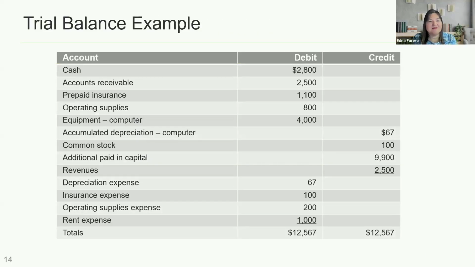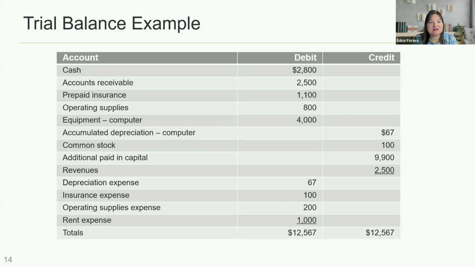Here's an example of that. For example, the cash listed on this particular statement is $2,800, listed as a debit. We'll see accounts receivable, prepaid insurance. They may have paid the insurance for their cars or their property. They've got supplies that they've purchased, equipment that they purchased, in this case, a computer at $4,000.